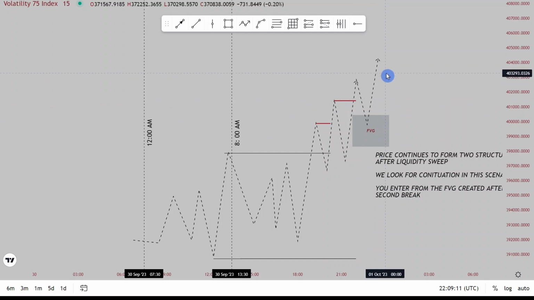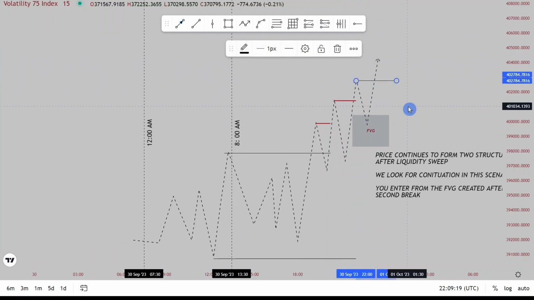Once again, 1:1 risk to reward, 1:2. Or you can simply target this high that has been formed. Okay, this high that has been formed.